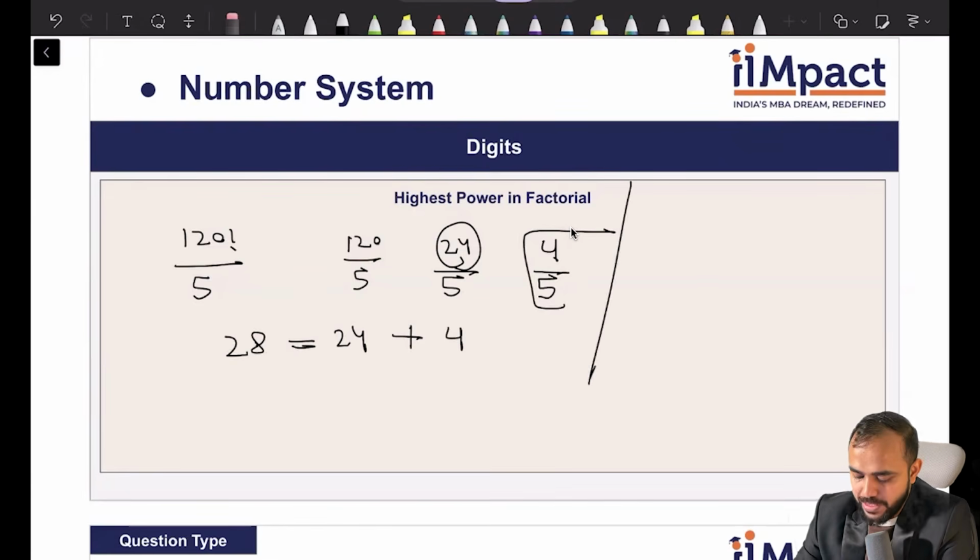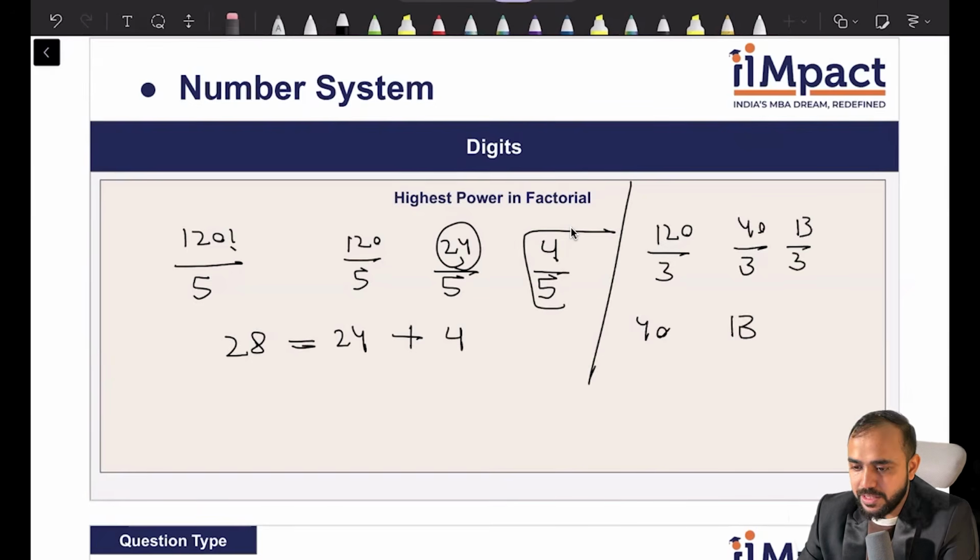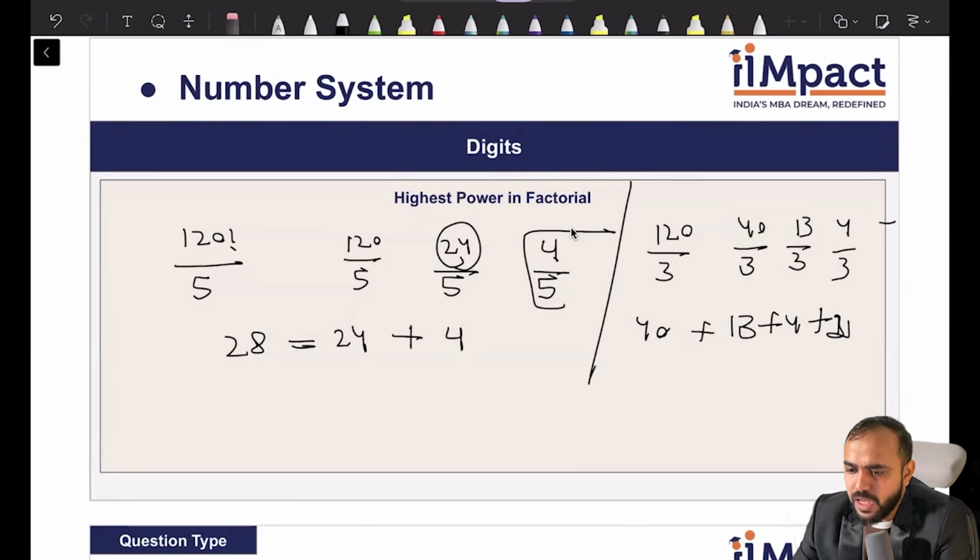If this was 3, I will do 120 by 3, 40. 40 by 3 will give me 13. 13 by 3 will give me 4, and 4 by 3 will give me 1. After that, I need not check. So your number of powers of 3 in 120 factorial will be 40 plus 13 plus 4 plus 1. Now, you can also think of it as 120 by 5 plus 120 by 5 square plus 120 by 5 cube, and so on. It's up to you how you want to go ahead.